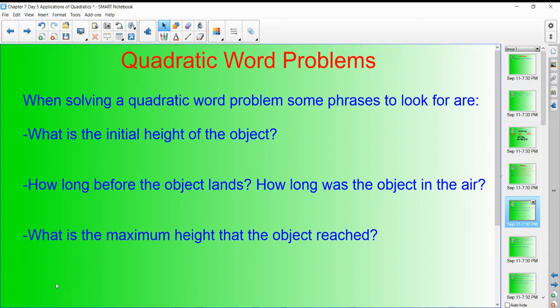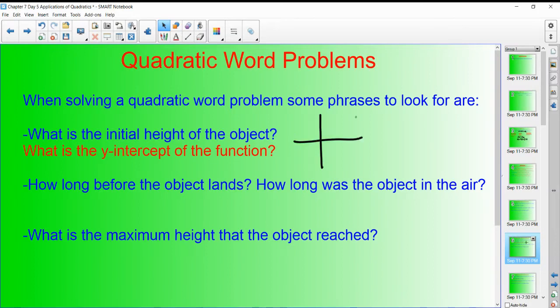So we'll start with initial height. Okay, the question it's really asking is what's the y-intercept? Because I start here. I start on the y-axis, and sometimes I don't start on the ground. Maybe sometimes I throw something off the top of a building. Or I throw something at head height. My head's not on the ground, so the starting height might not be 0.